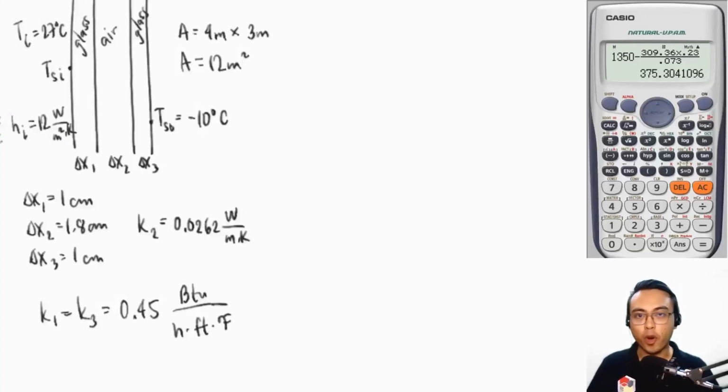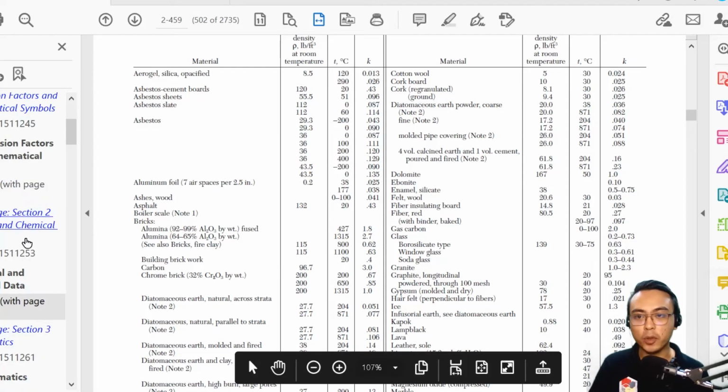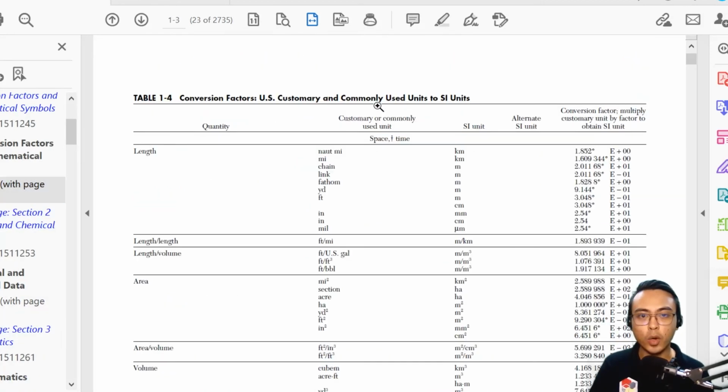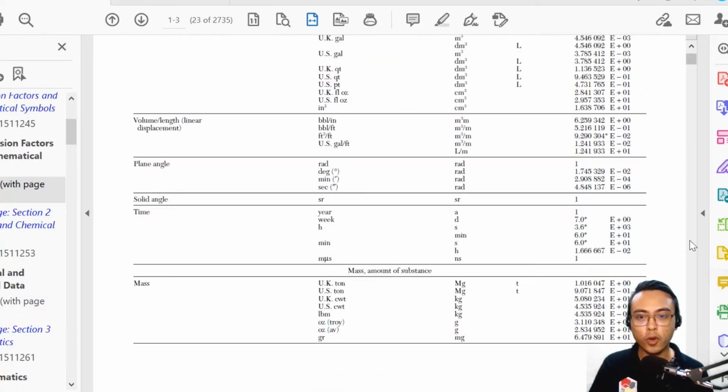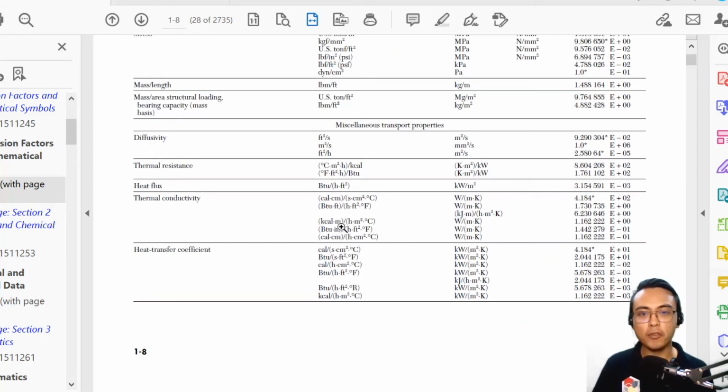Now, our next problem is to convert this collection of units, BTU per hour per feet per degree Fahrenheit, to our SI units, watts per meter per Kelvin. For this purpose, there are conversion factors given in our handbook for us to have an easier time converting. Let's look for those factors. Those factors are given in Chapter 1, Table 1-4. Let's look for thermal conductivity. Okay, here we have the conversion factors for thermal conductivity.